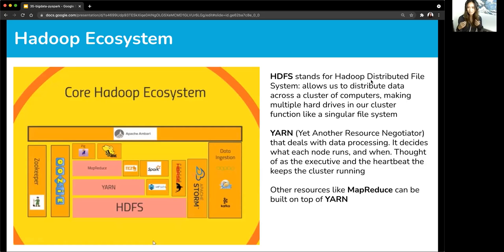So that is the hardware for distributing the stuff that you need to compute across a bunch of computer clusters. Basically, it allows us to distribute data across a cluster of computers, making multiple hard drives in our cluster function like a singular file system. So I like to think of that as, as I mentioned before, the hardware.